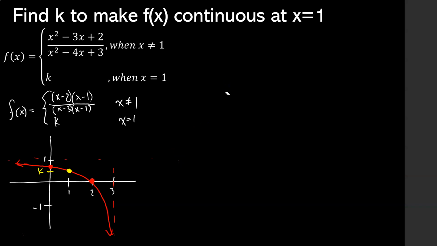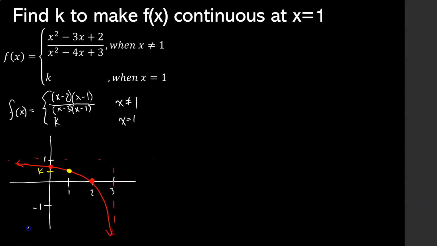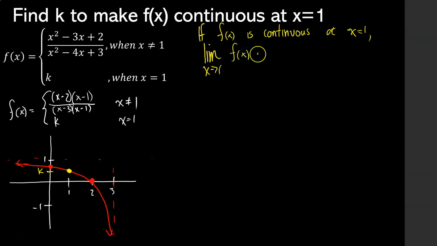So we're preparing you for taking the AP test. When you see that keyword continuous, we need to refer to the definition of continuity. So let's say if f is continuous at 1, then we would know that the limit as x approaches 1 of f of x should be equal to f of 1. And that's just the definition of continuity.